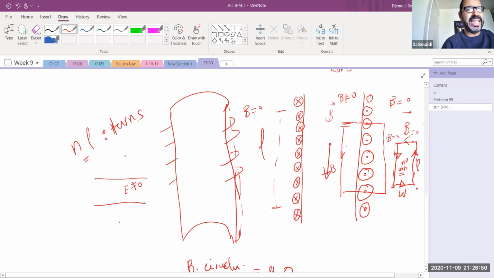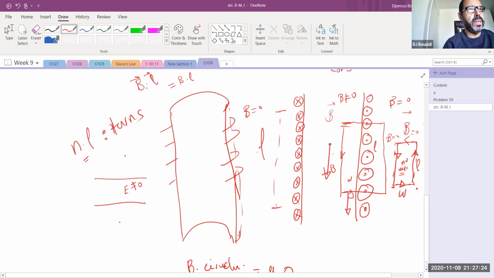So B times this length, where the length is L actually, is just B times L. Because remember, this is a dot product, not the straight product. So B times L, since both of them are parallel, is just going to be B times L inside. Outside is going to be 0, because there is no magnetic field outside. And here it's going to be 0 because the circulation is happening in this direction, and the magnetic field, I just argued, has to be pointing in here. So there is a 0 because it's cosine of 90 degrees.